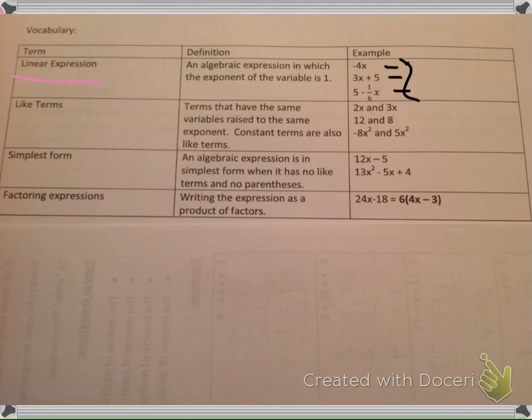The next term you have is like terms. Like terms are terms that have the same variable raised to the same exponent. Constant terms are also like terms. So 2x and 3x would be considered like terms. 12 and 8 are like terms. Negative 8x squared and 5x squared are like terms because they have the x squared and the x squared.